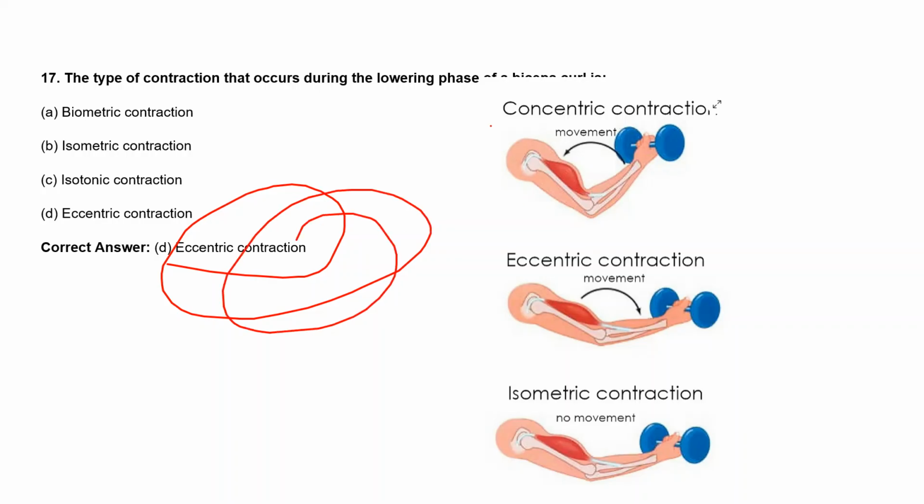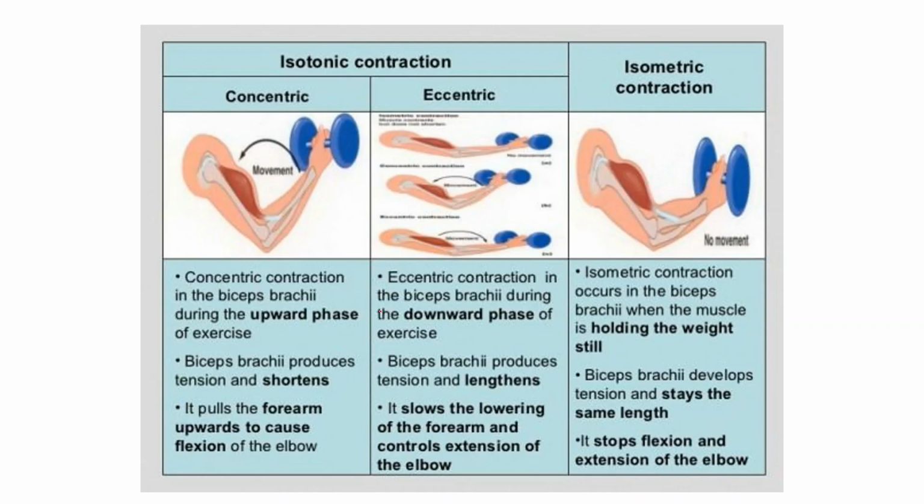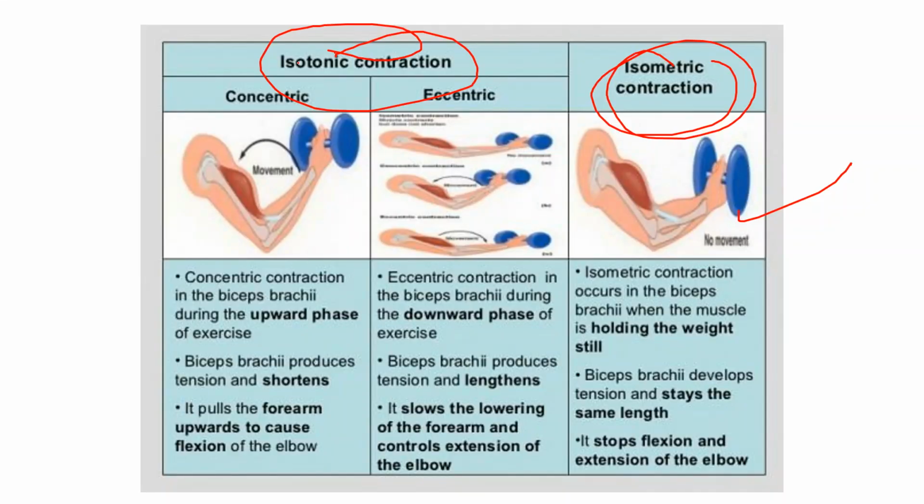Here there are three types of contraction we can see. One is concentric, one is eccentric, and one is isometric. Isometric, as the name suggests, means no movement at all. So how we divide it is, there are two kinds of contraction. One is isotonic and another one is isometric, in which no movement is there. And this isotonic contraction is further divided into concentric and eccentric.